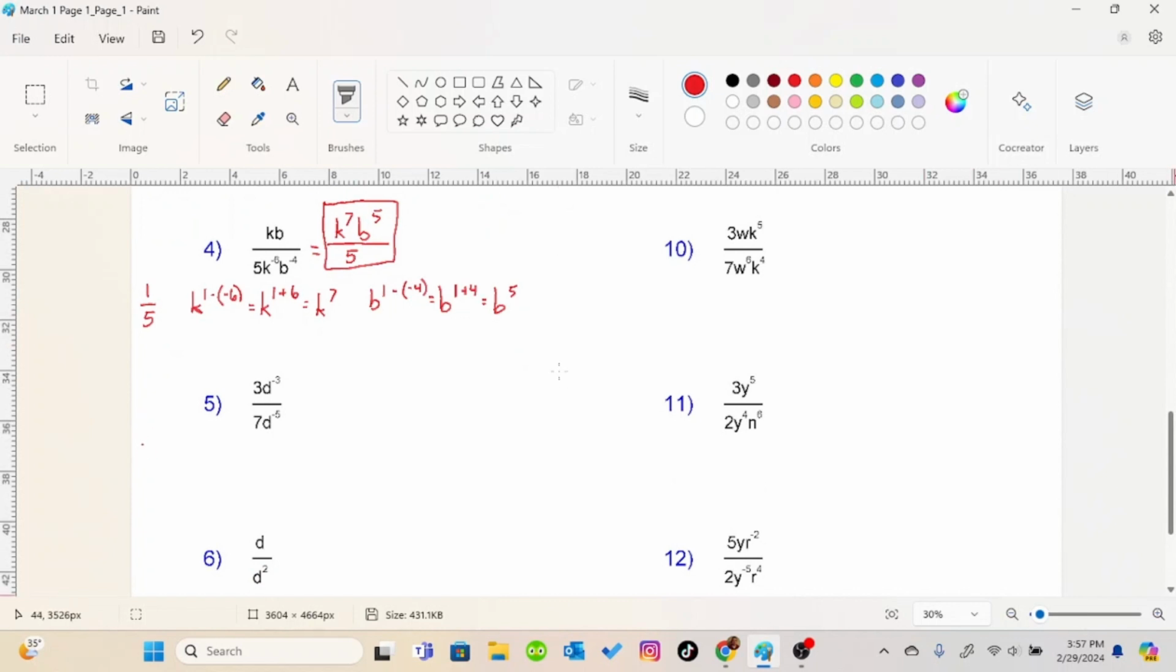Number 5. For the number portion, we have 3 over 7. For d, we have -3 on top minus -5 on bottom. Minus a negative becomes addition. So we have -3 plus 5. -3 plus 5 equals 2. So now we have 3d squared on top and 7 on the bottom. And that's our final answer.